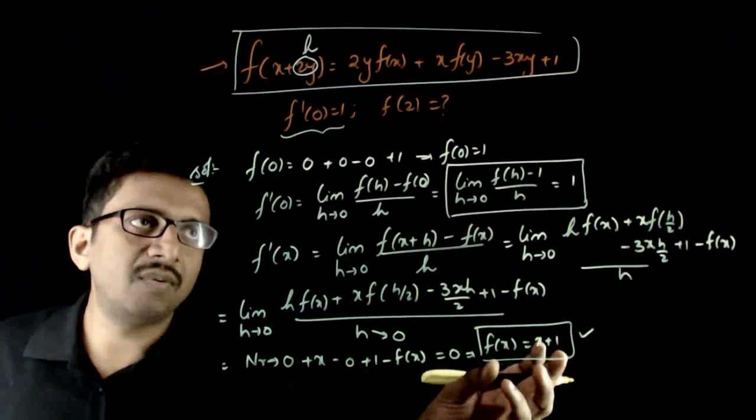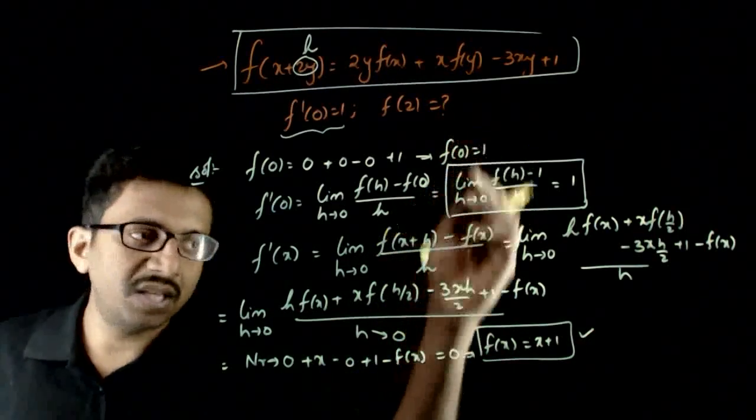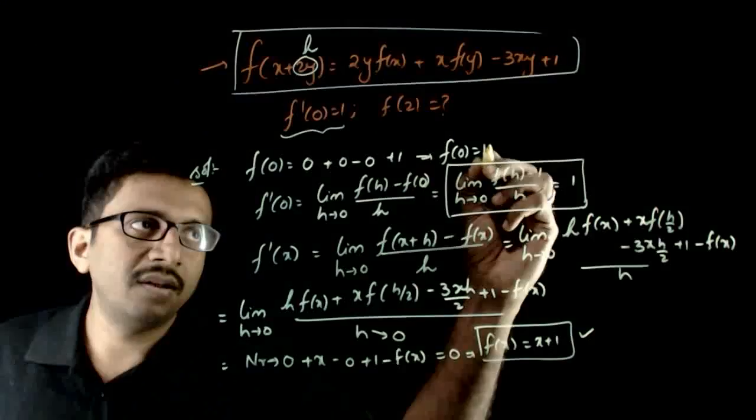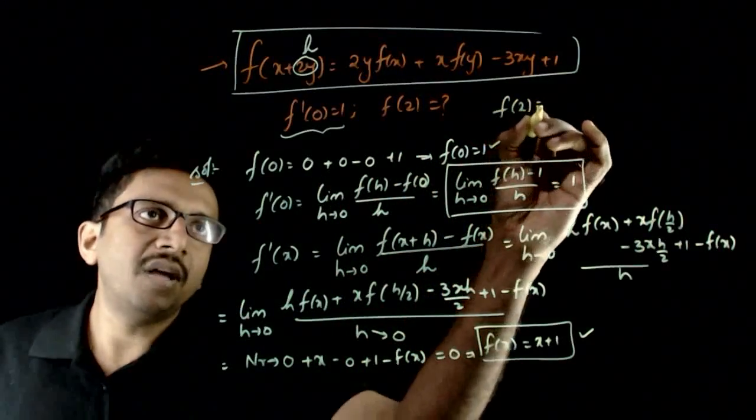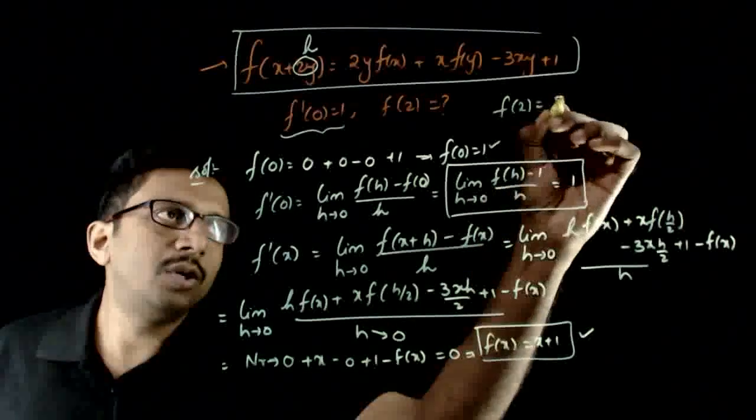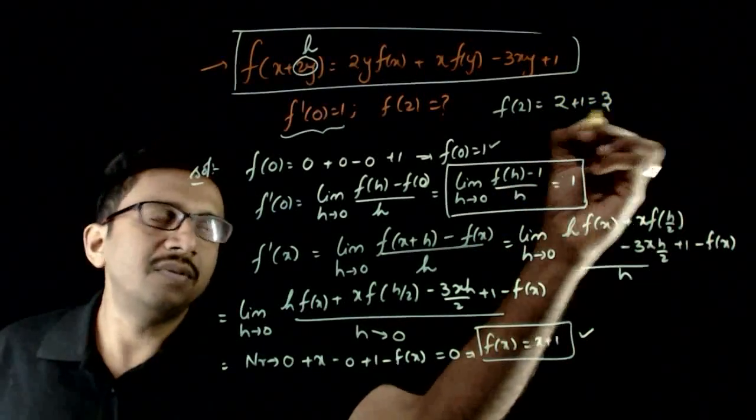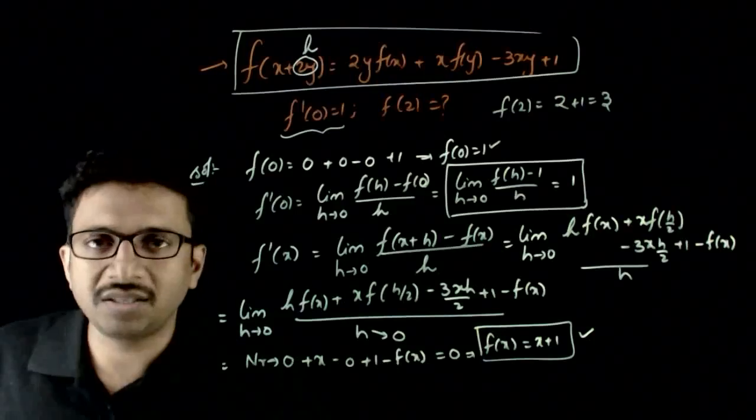So once f of x is equal to x plus 1, f of 0 is equal to 0 plus 1, which is equal to 1, which is okay. You are asked to find f of 2. So what is f of 2? f of 2 should be equal to 2 plus 1, that is equal to 3. So 3 should be the right answer to this question.